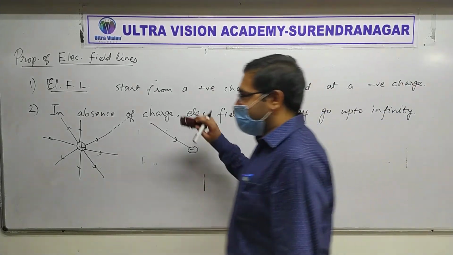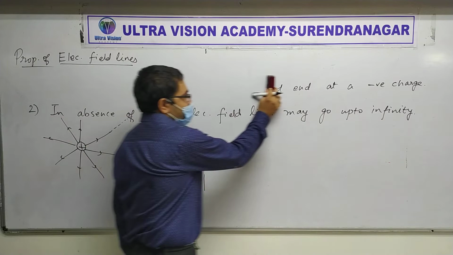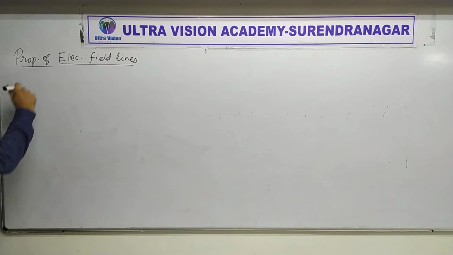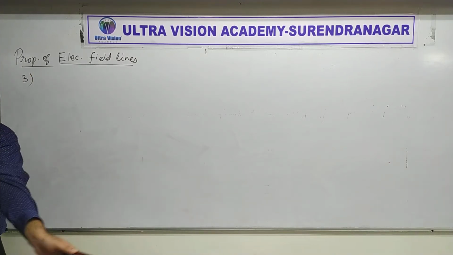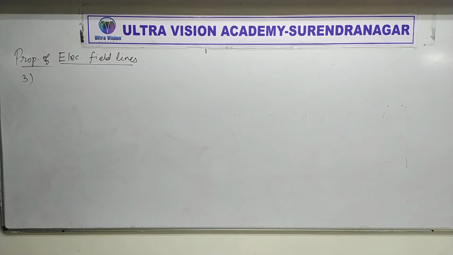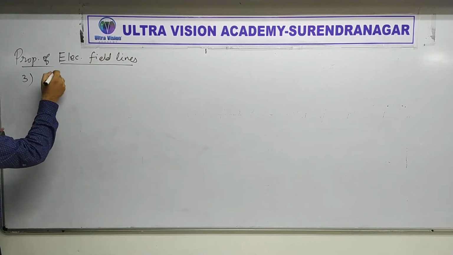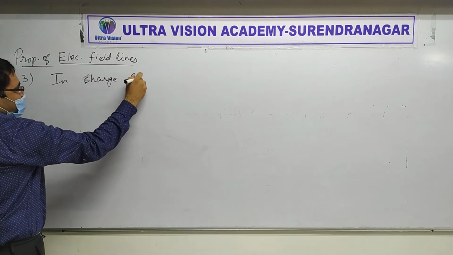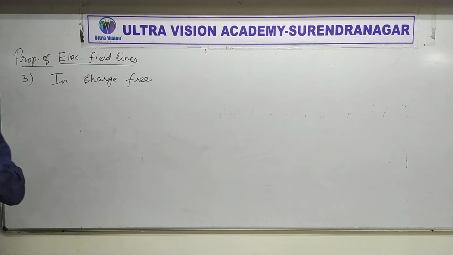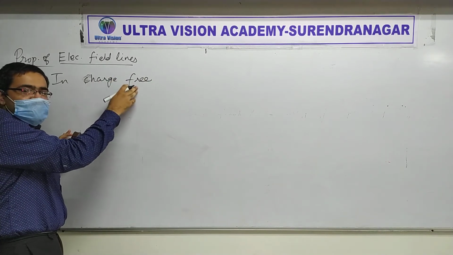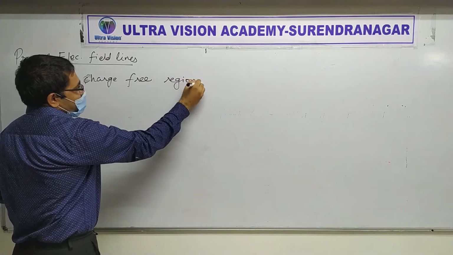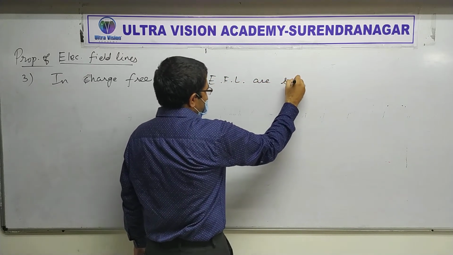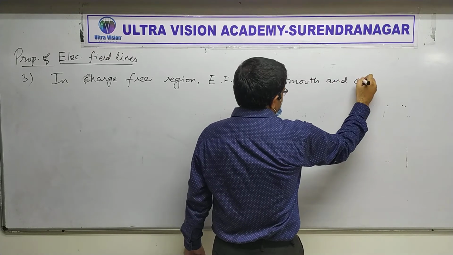I'm going to erase it. So in the first point we have written that electric field lines start or end from a positive and negative charge. Right? So where there is no charge, that is called a charge free region. Charge free, not free charge. Okay, in charge free region, electric field lines are smooth and continuous curves.